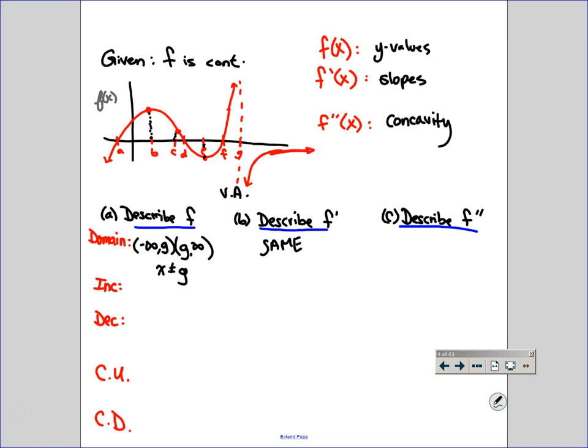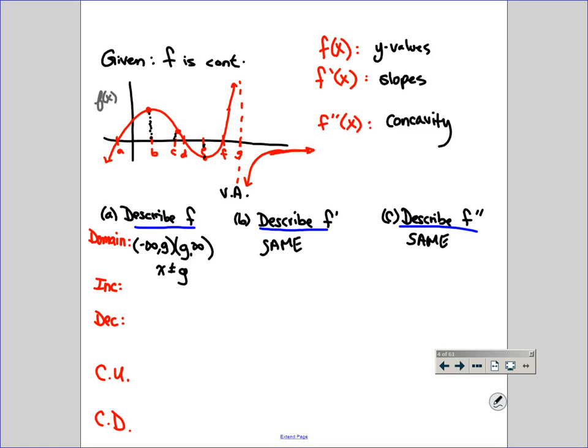How about f double prime? Ooh, that's harder. Where does the function have concavity or lack thereof, like 0? Everywhere but g, right? Okay, well, we're fine. We could try to get the graph of the first derivative and then think about the second derivative and see if there are any vertical tangent lines or sharp points on the first derivative graph. But that's okay. For right now, we'll just say zero.